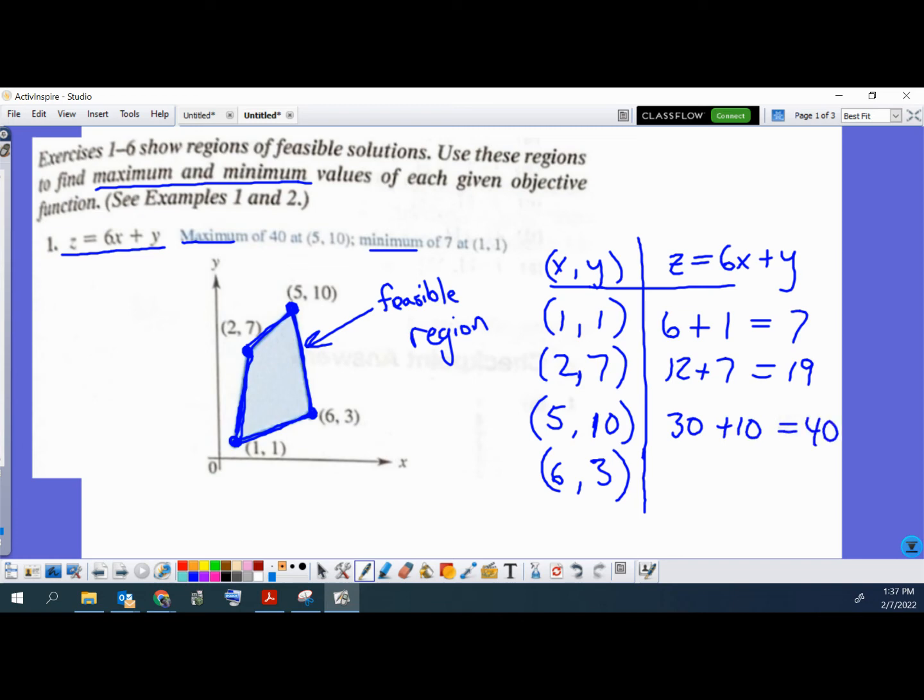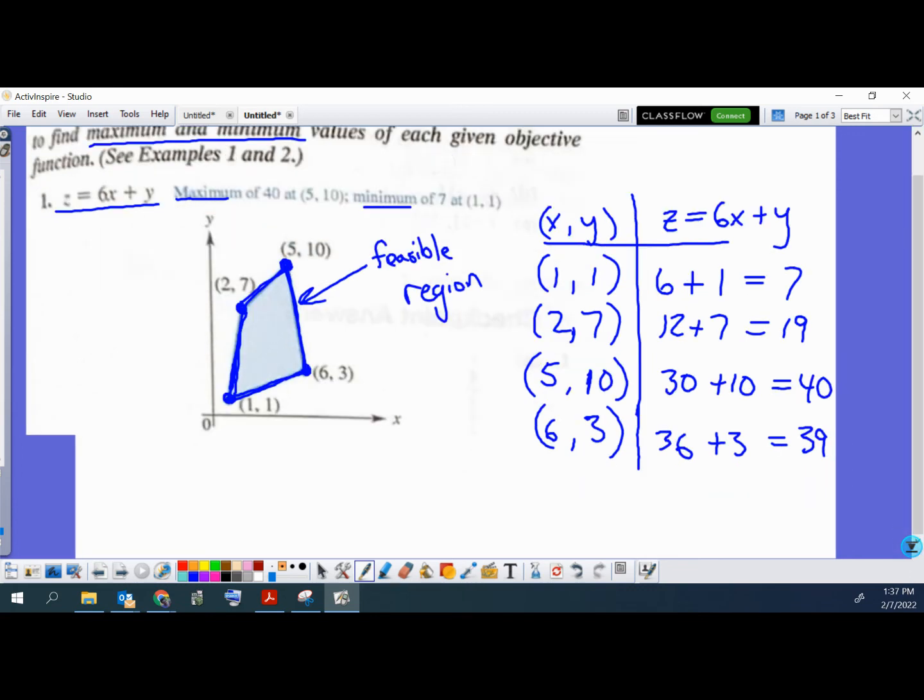And then 6 times 6 is 36. But only 3 here. Plus 3 is 39. So it's almost the biggest, but not quite. The biggest is at the 5, 10. And so here's what my answer should look like. I'm going to say that the maximum, z max I'll call it, z with a little subscript max, is 40.